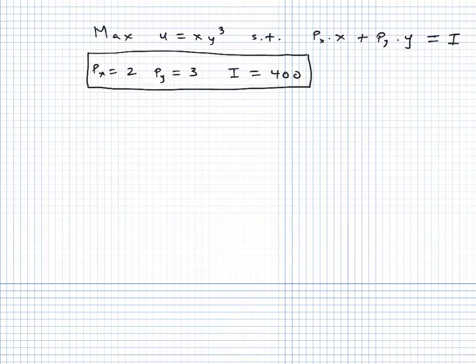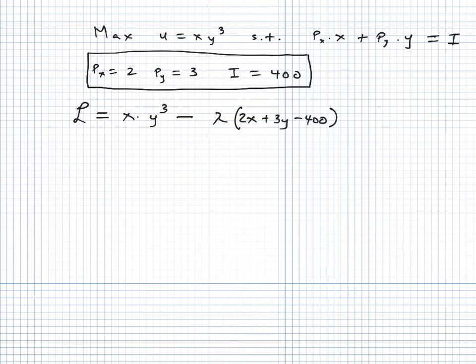So I'm going to assume that the price of good X is $2, price of good Y is $3, and that our consumer has $400 to spend on these 2 goods. That allows me to write down the following Lagrangian. So I have x times y cubed, so that's my objective function, minus lambda, the Lagrangian multiplier, times our constraint. And what I'm going to write in here is 2x plus 3y minus 400.